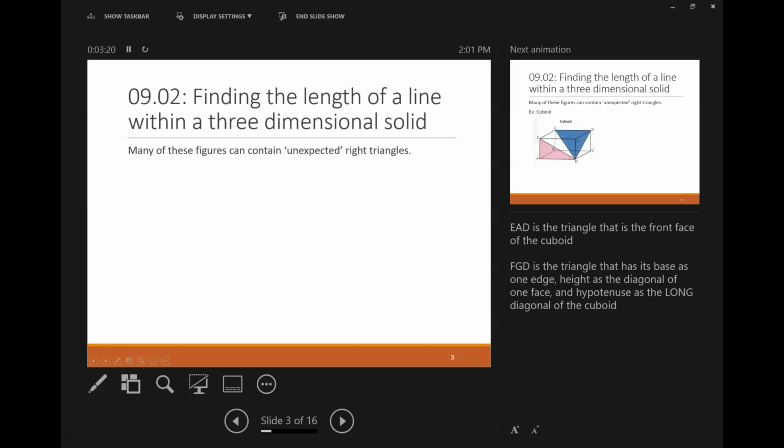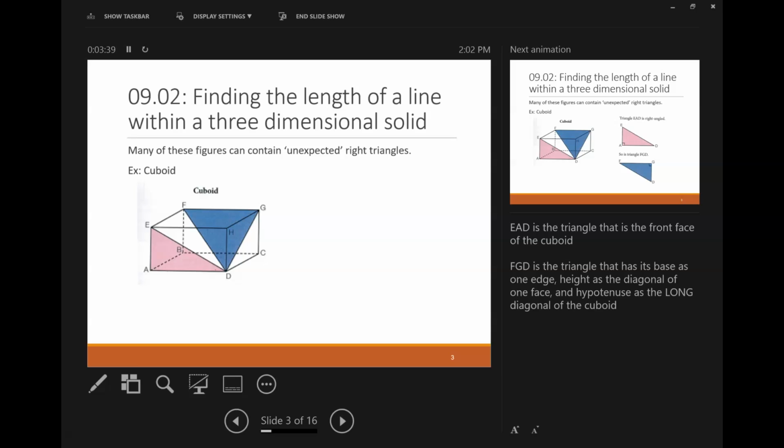Now, some of these calculation triangles are very obvious, and some of them are a little less obvious. When I say less obvious, it's mostly because when you draw the three-dimensional figure with perspective, so it looks three-dimensional, some of these angles don't look like 90-degree angles. So let's take this box here that I've drawn. Another name for a rectangular box here is a cuboid.